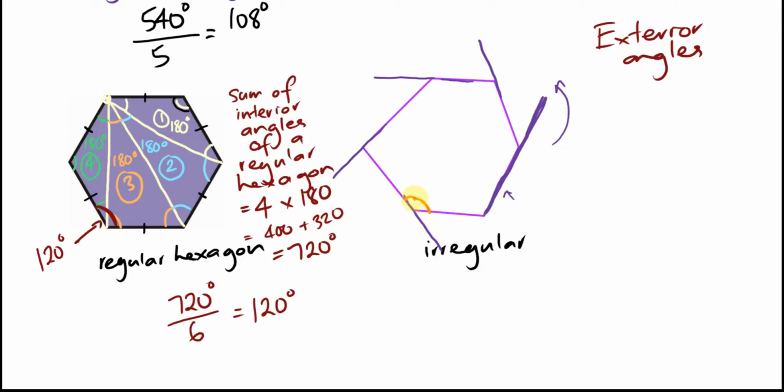So this angle here would be called the interior angle, and its exterior angle would be this angle here. So that angle would be the exterior angle. Okay, so this would be the interior angle, and then extending that side out, this would be the exterior angle. So all these angles here are on the exterior of the polygon, so they are called the exterior angles.